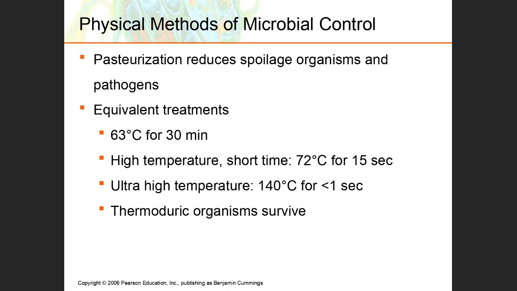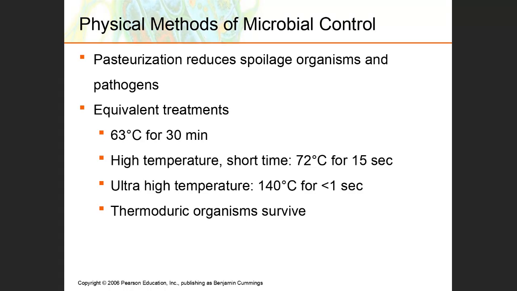If we use something like 63 degrees Celsius for 30 minutes, remember 63, that's around the optimum temperature for thermophiles, right? That's what they like. Most pathogens are going to like it at 37 degrees, between 30 and 37 degrees Celsius. So 63 is way too hot for them. So that's the idea behind killing the pathogens, is to use enough heat long enough to destroy the pathogens and most other bacteria, but not destroy the product.